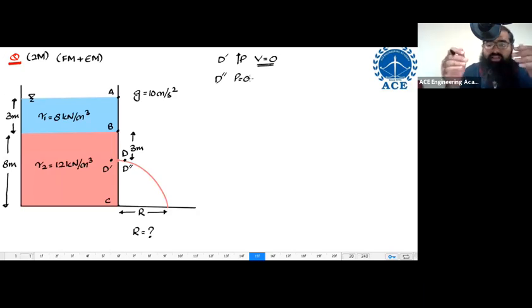Now you see what is happening. Pressure energy is decreasing. Always think of this concept. P plus K plus U equal to constant. Ideal condition, nothing regarding loss is given to me. So P plus K plus U equal to constant.